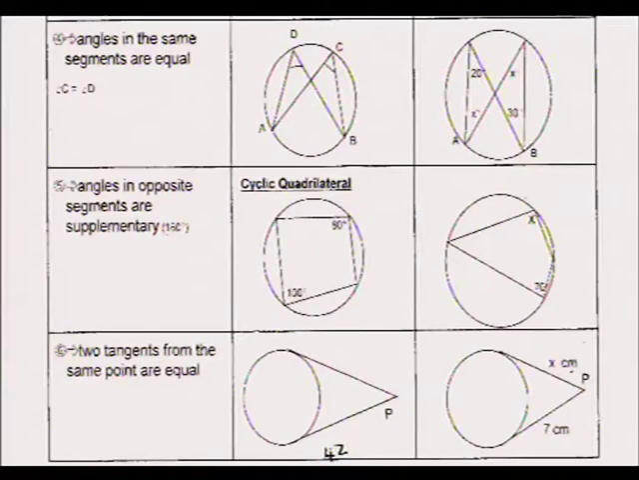There you see the different angles in the same segment are equal, like angle ADB and angle ACB will be equal. In a cyclic quadrilateral, cyclic in a circle, quadrilateral, 4 sides, there you see this, 100 plus 80 makes 180. Angles in opposite segments are supplementary. And two tangents from the same point are equal.